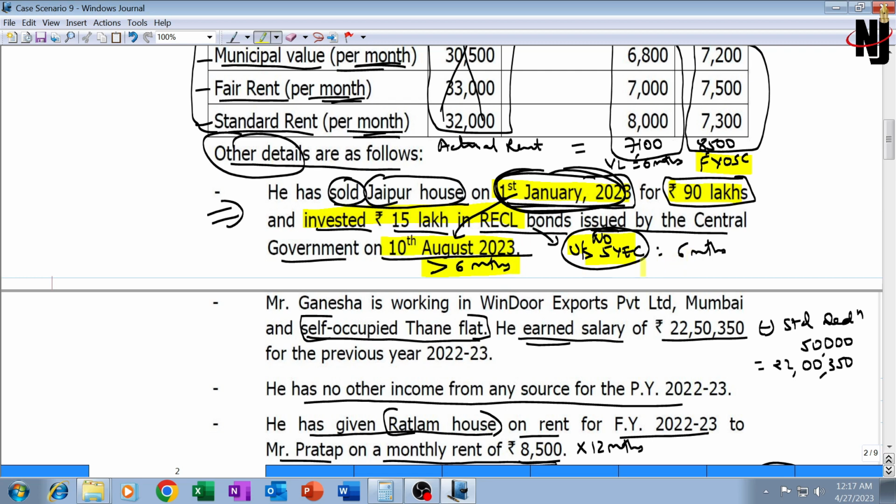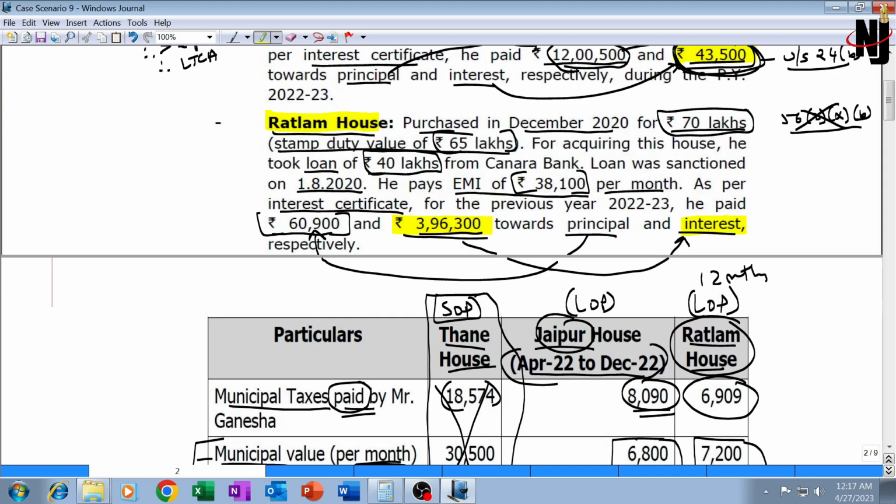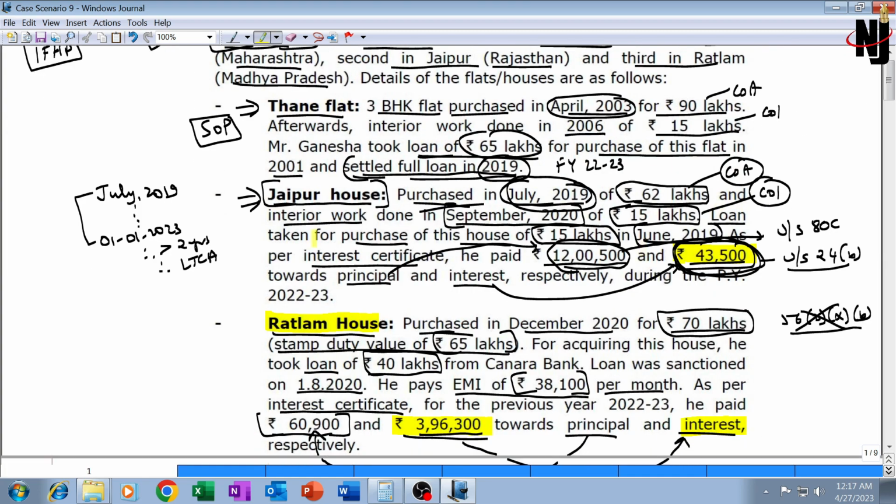Okay, now what are the other details of Jaipur property? Other details were given here for Jaipur house.